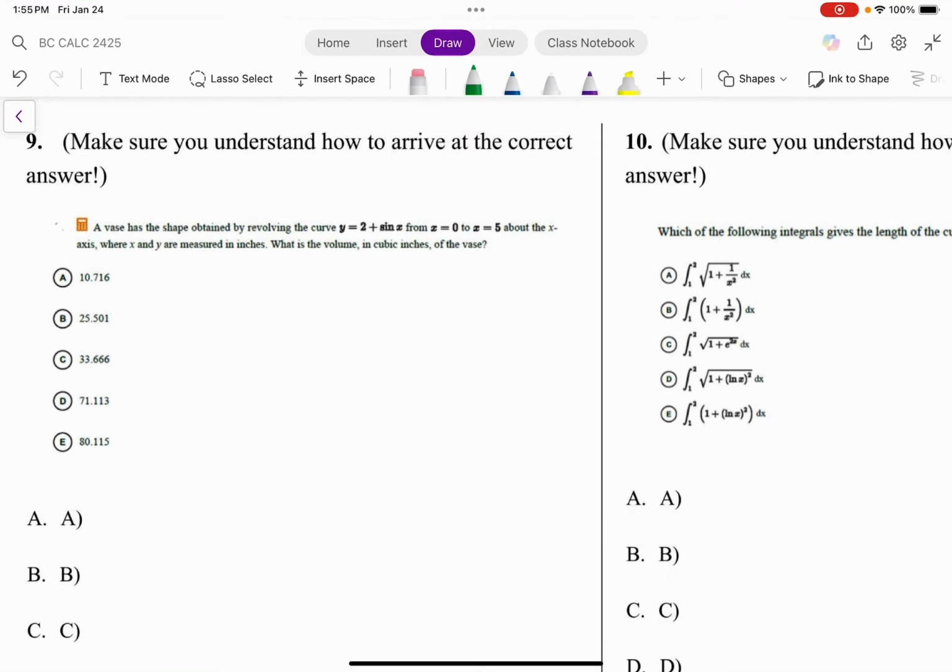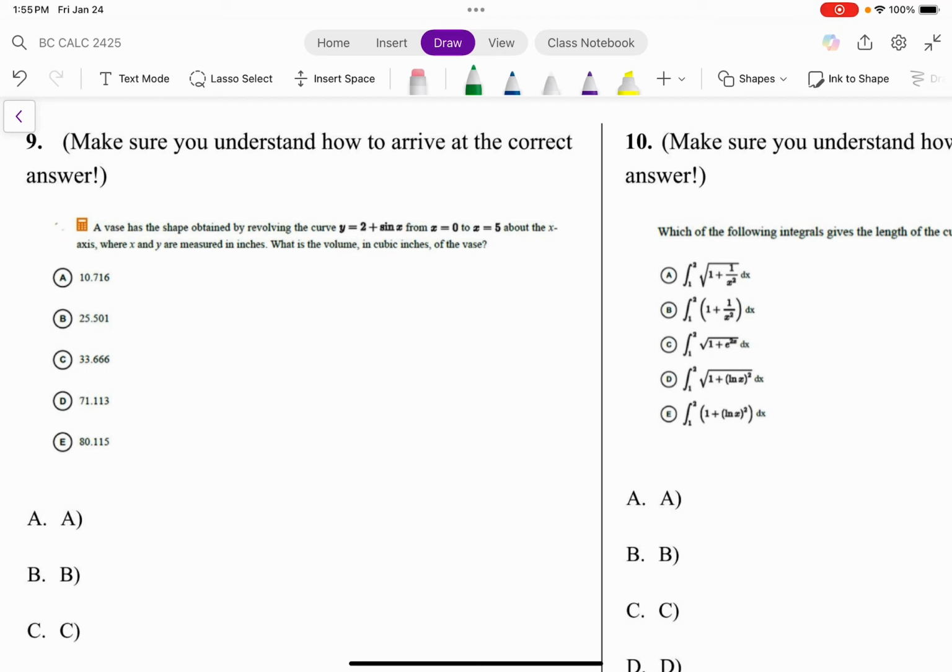Okay, this says a vase has the shape obtained by revolving the curve y equals 2 plus sine of x from x equals 0 to x equals 5 about the x-axis. X, Y are measured in inches. What is the volume in cubic inches of the vase?